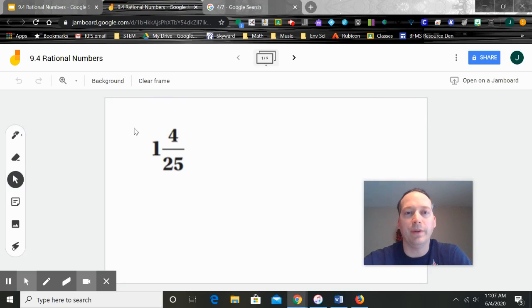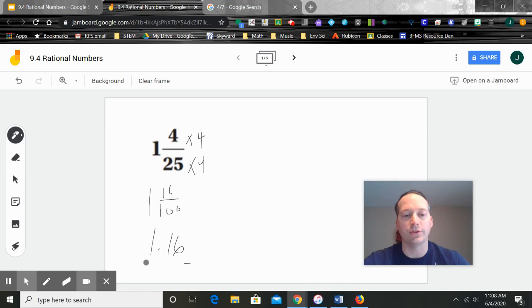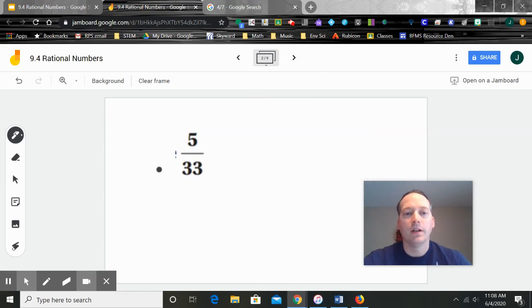Let's look at the first one here. We want to turn this into a decimal. Now this is 25. I can get 25 to be a power of 10 pretty easily, simply by multiplying numerator and denominator by 4. That'll get my denominator to be 100, so 116/100ths, which written as a decimal is 1.16. Now 5/33, if you look at the denominator, it's 33. The only factors of that are 3 and 11. I can't get those to be a power of 10. It's impossible. So this one is going to be a repeating decimal.